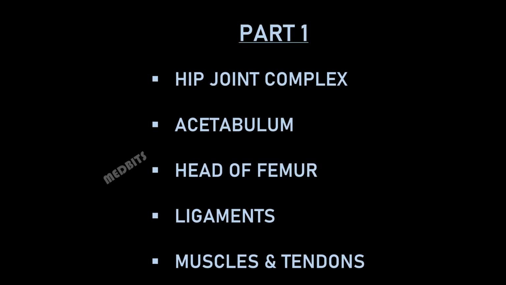So in part 1 we'll be discussing the basics of the hip joint complex and the acetabulum, head of femur, ligaments, muscles and tendons. Please make sure that you also see part 2, because this is all the basics and is very important. You cannot skip it, because it can be asked as a 2 marker or a 5 marker. They can ask about the acetabulum or ligaments, or ask you to name the ligaments. So that'll be it.